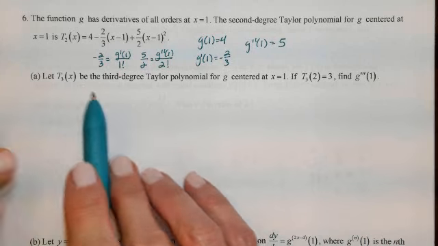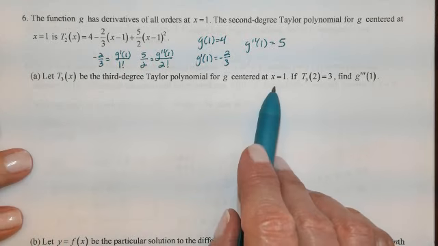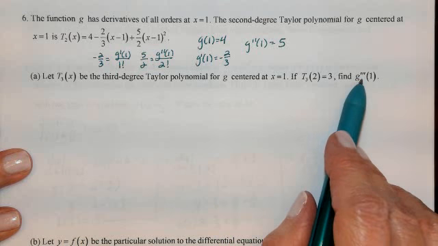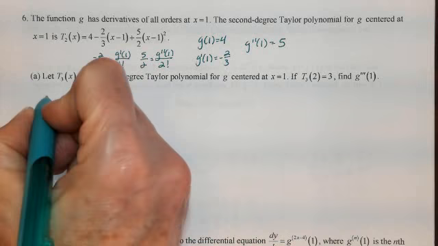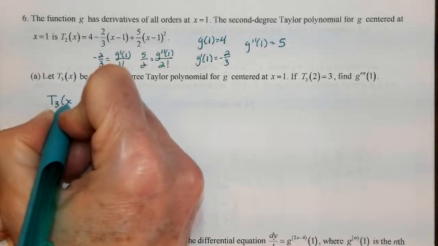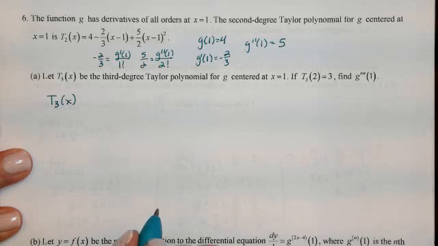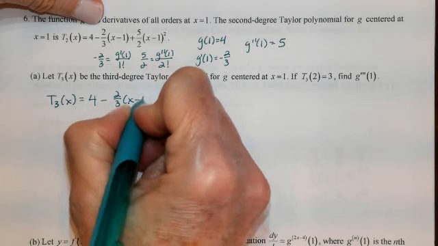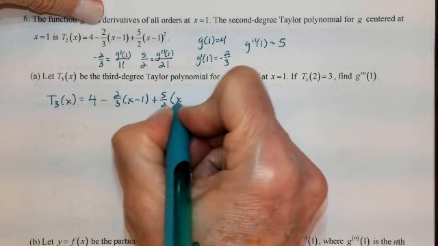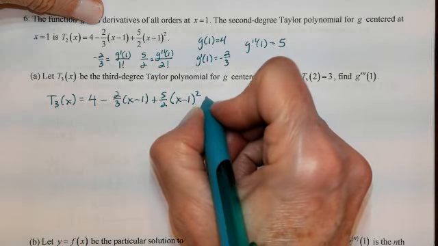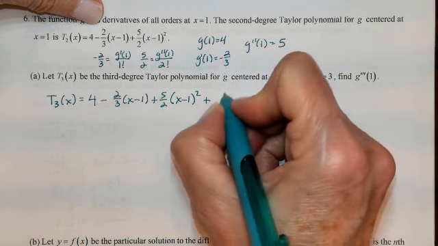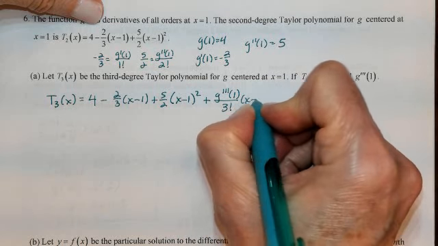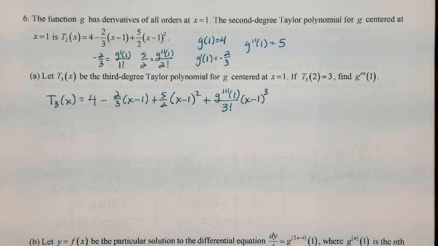Let t sub 3 be the third degree Taylor polynomial for g centered at 1. And if t sub 3 at 2 is 3, find g triple prime at 1. So first I'm going to write a general form for t sub 3, the third degree Taylor. I'm going to use the 4 minus 2/3 x minus 1 plus 5/2 x minus 1 squared. That would be the second degree. For the third degree, I need to add one more term. It will be g triple prime at 1 over 3 factorial times x minus 1 cubed.